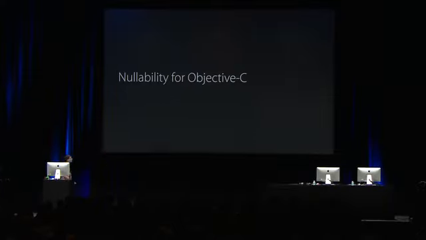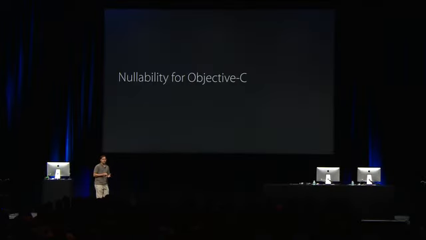Thank you, Jordan. So today I'd like to talk about 3 new Objective-C features we've added this year. These features can be used to make your Objective-C code better, your Objective-C APIs better, make them reflect better into Swift, and improve static type safety in your Objective-C. The first thing we're going to talk about is nullability for Objective-C.